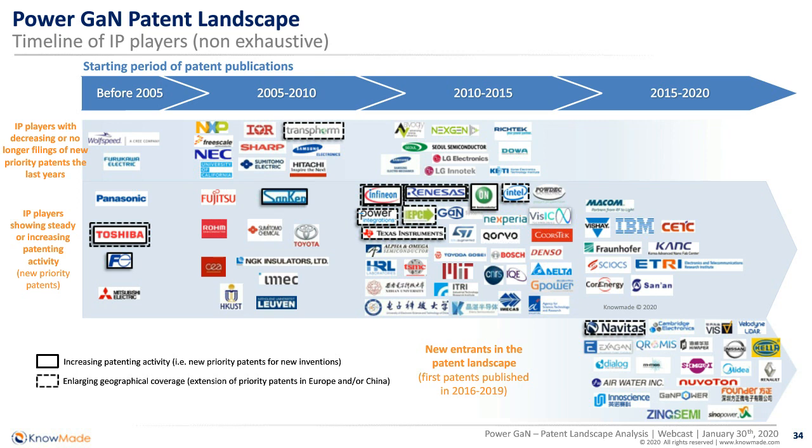Some pioneers in power GaN patents, such as Furukawa Electric, Sumitomo Electric, and Sharp, have decreased their patent filing since 2015, contrary to Panasonic or Fujitsu, which slightly maintain their IP activity. Also, we can note that Koreans are the missing players in the current patent landscape, because Samsung Electronics, Samsung Electro-Mechanics, LG Innotek, and Seoul Semiconductor have strongly reduced their IP activity after a patenting period between 2010 and 2015.